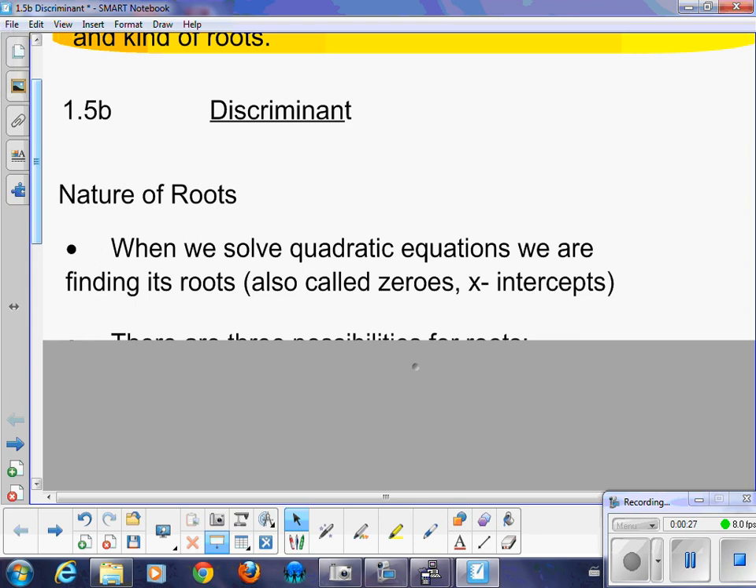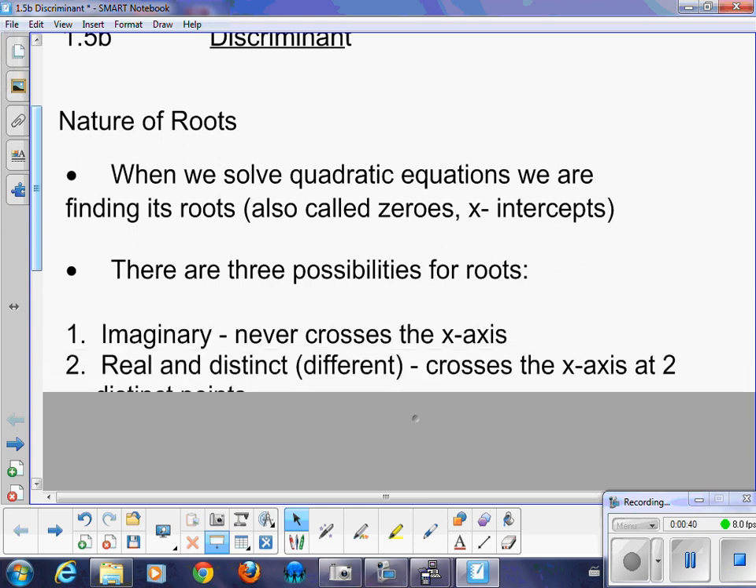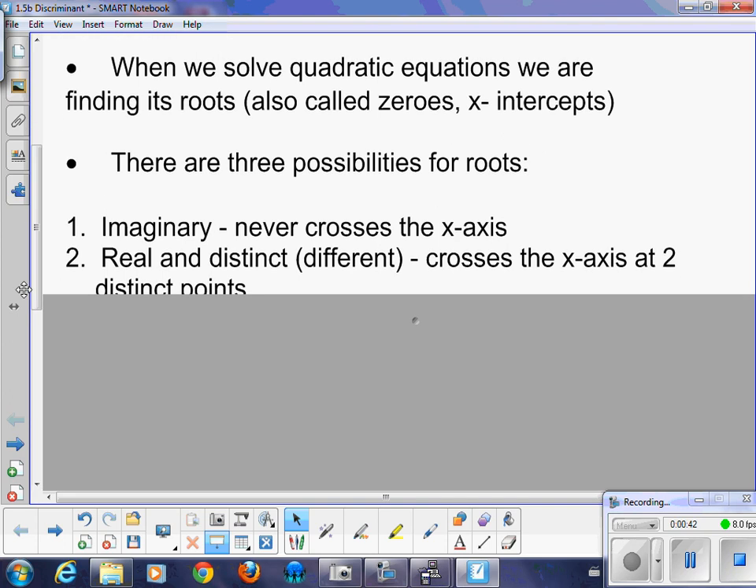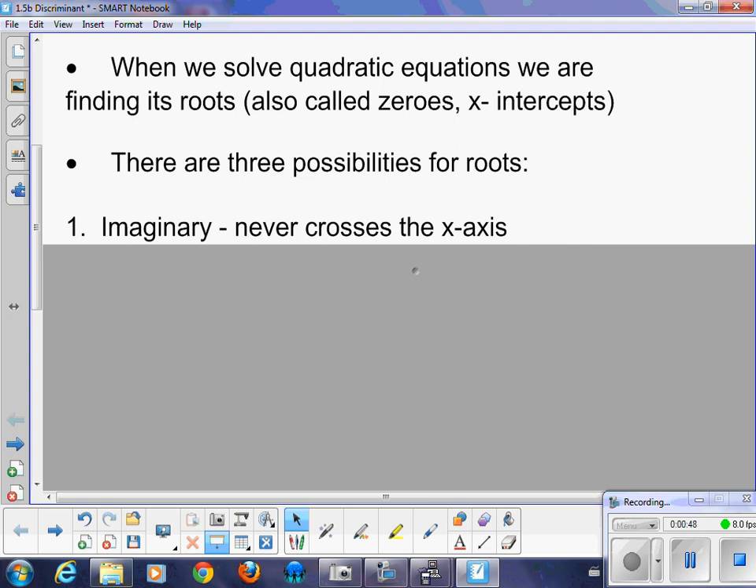When we solve quadratic equations, we are finding its roots, also called zeros and x-intercepts. We talked about that last day. There are three possibilities for roots. One possibility is that it's imaginary. That doesn't mean I can't calculate something, because I can. It just means it will never cross the x-axis. In other words, it has no x-intercepts.